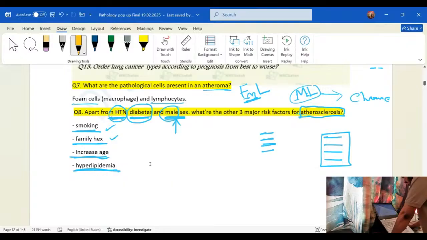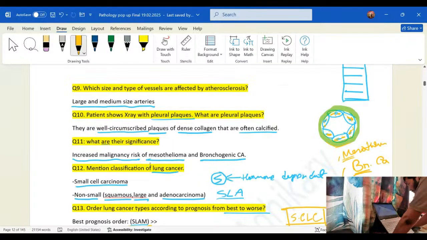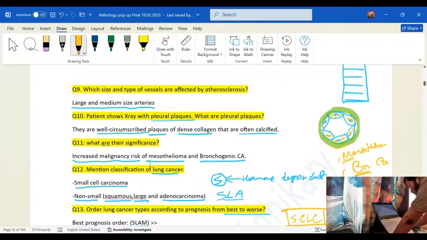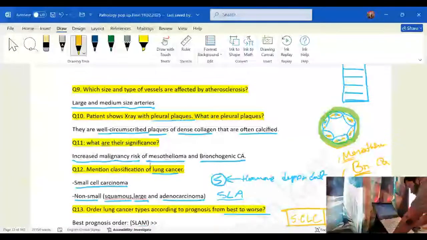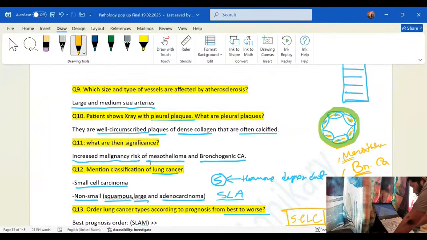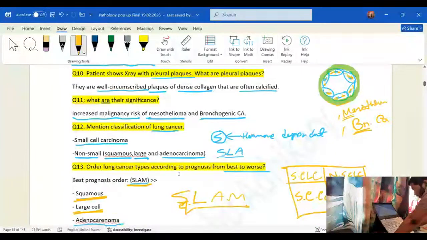Which size and type of vessel are affected in atherosclerosis? Large and medium-sized arteries. A patient shows an X-ray with pleural plaque. What are pleural plaques? These are well-circumscribed plaques of dense collagen that are often calcified, and they increase the risk of mesothelioma and bronchogenic carcinoma. Classification: small cell carcinoma, non-small cell carcinoma.